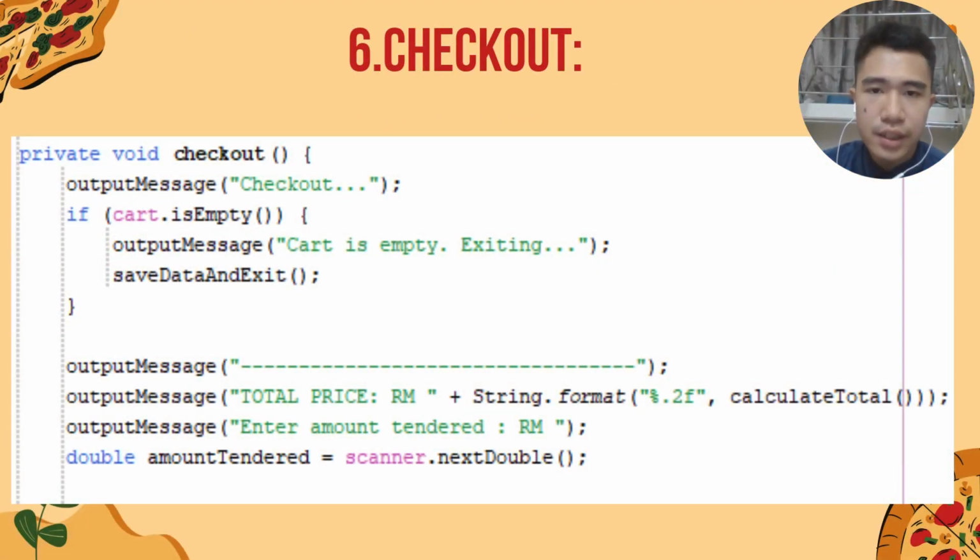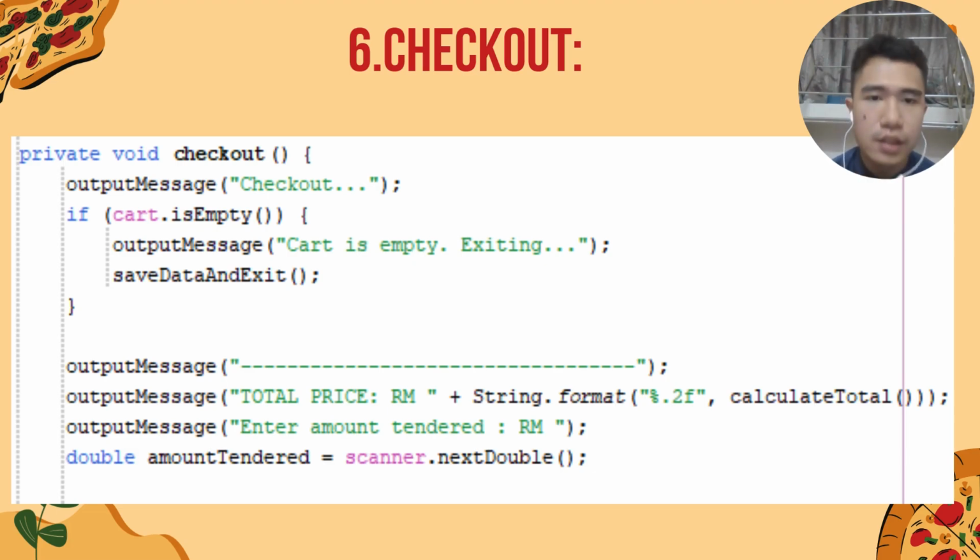Option number 6 is about the checkout of the pizza shop. In this class, the system will check the cart of the customer that has been input with the pizza, the number of pizzas, the type of topping, and also the size of the pizza. If the system has not detected any pizza in the cart, then it will pop up that the cart is empty, and then it will directly exit the system.